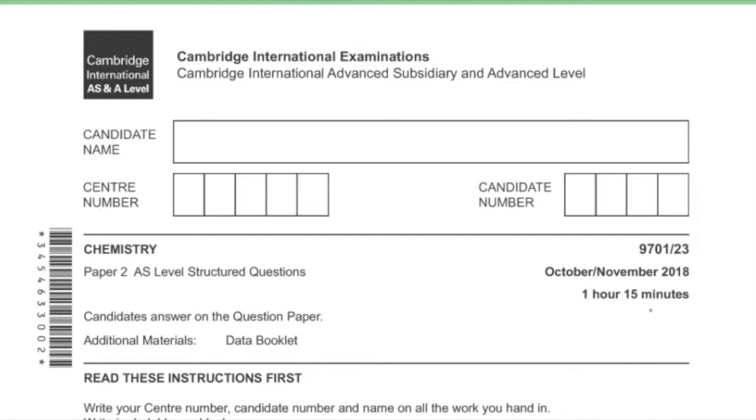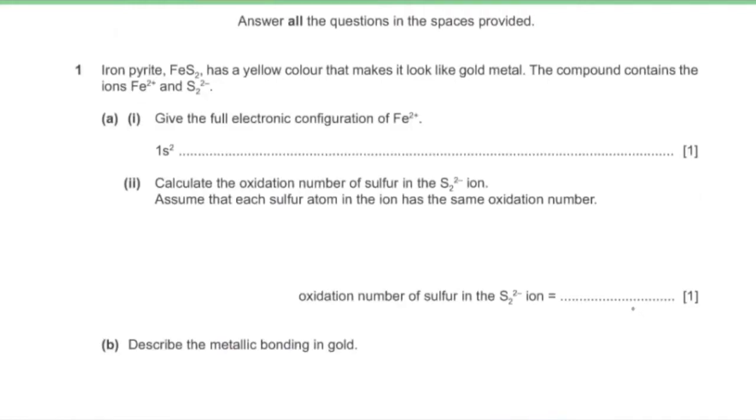Today I'll be solving Chemistry Paper 2 AS Level Structured Questions 9701 Paper 2, Round 3, October-November 2018. Question number 1. Iron pyrite has a yellow color that makes it look like gold metal. The compound contains the ions Fe2+ and S2 2-. Give the full electronic configuration of the Fe2+ ion.